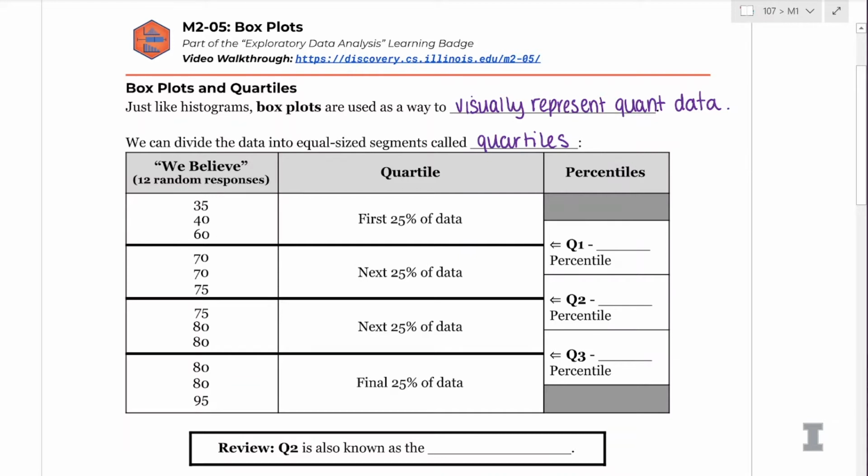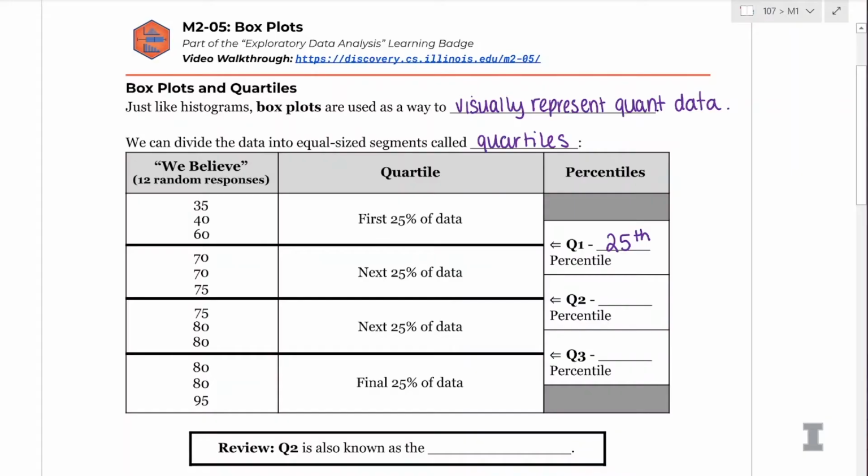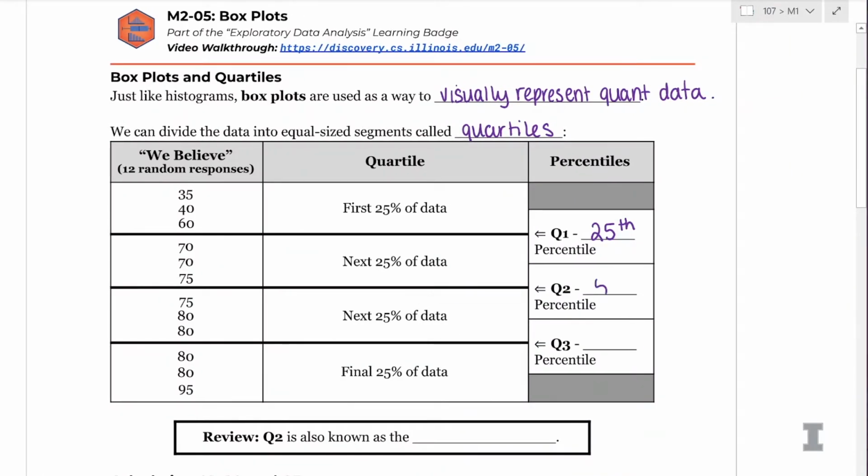So I like to think of these in terms of percentiles. So Q1 is actually the 25th percentile. In other words, if you're at Q1, if you're at the 25th percentile, there is 25% of the data below that value. Q2 is the 50th percentile, and then Q3 is the 75th percentile.